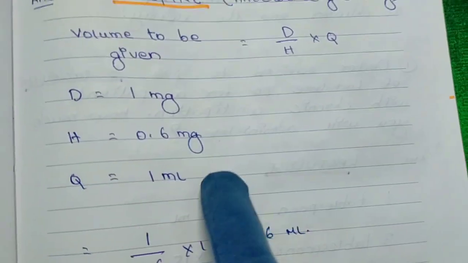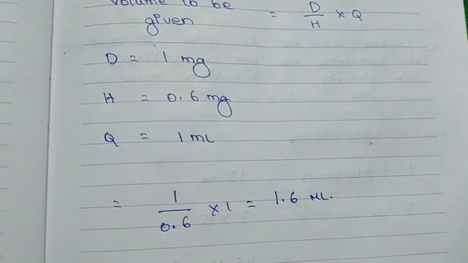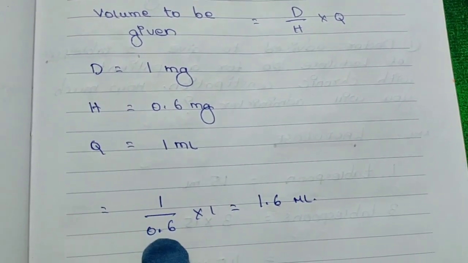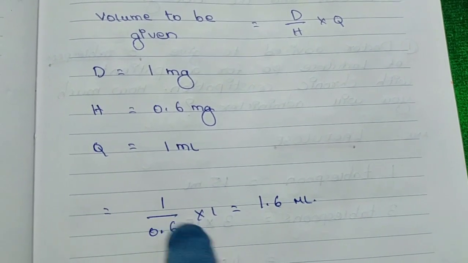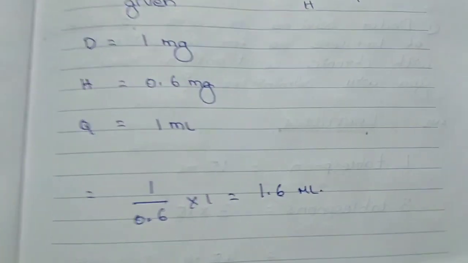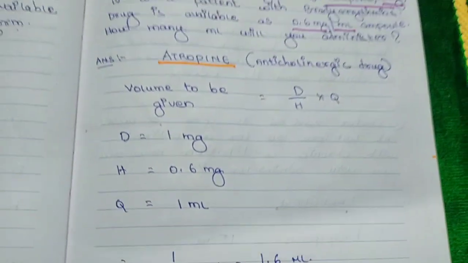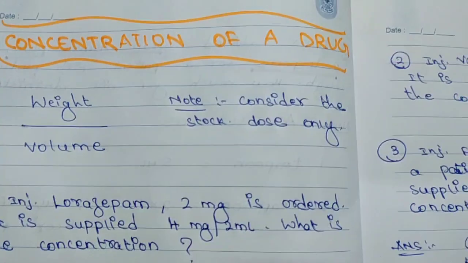So what is the universal formula that we are using? That is D by H into Q: desired dose by dose in hand into stock volume. So desired dose is 1 mg, stock dose is 0.6 mg and stock volume is 1 ml. So mg gets cancelled, and 1 divided by 0.6 is about 1.6 ml. 1.6 ml of atropine we have to administer.